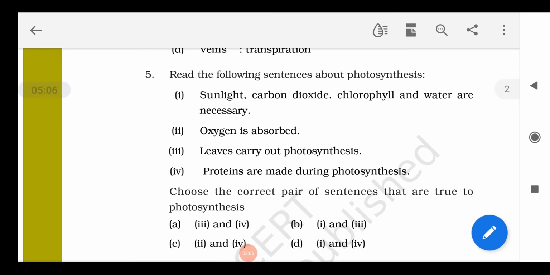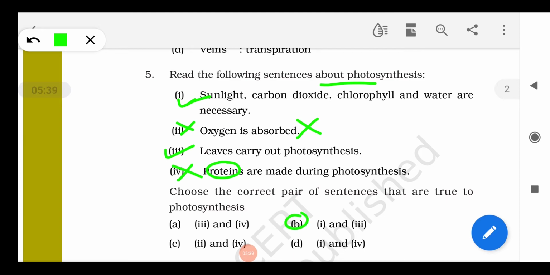Question number 5. Read the following sentences about the photosynthesis. Sunlight, carbon dioxide, chlorophyll and water are necessary. We all know this is necessary. Oxygen is absorbed? No, oxygen is evolved during photosynthesis. Leaves carry out photosynthesis. This is also correct. Proteins are made during photosynthesis? It is carbohydrate. So your option number 1 and 3 are correct. It means option number B is the correct one.